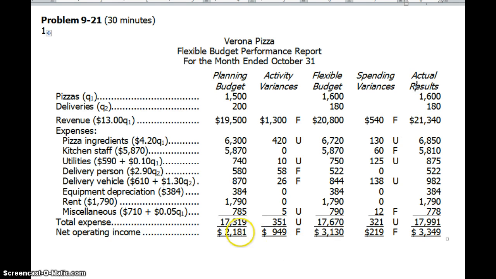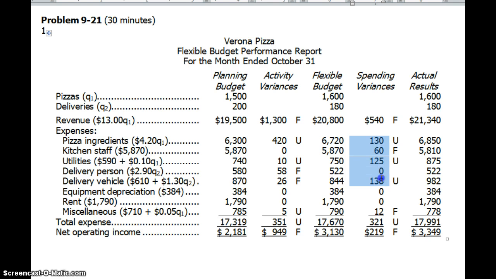At first glance, if you just had the planning budget and you had the actual results, you would see that you performed much better than what you planned to do. Your profit was $1,200 greater than expected. However, you sold 100 more pizzas. You delivered 20 less. So you really want to know, well, how much of this increased profitability is due to the increased activity or sale of pizzas? How much of it is due to cost or revenue variance? Are we getting more per pizza in revenue?